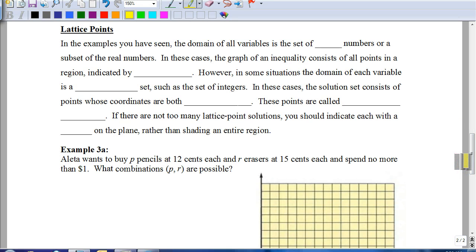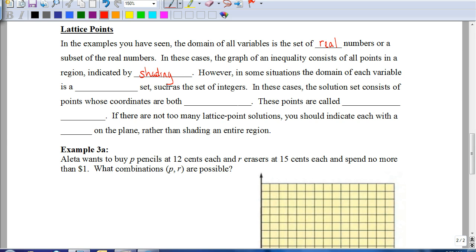Now, in the examples that we've seen so far, the domain of all the variables is a set of real numbers. Remember, as a review, the domain is your set of x's. So the domain for all of these has been the set of all real numbers. In these cases, the graph of an inequality consists of all points in a region indicated by shading.